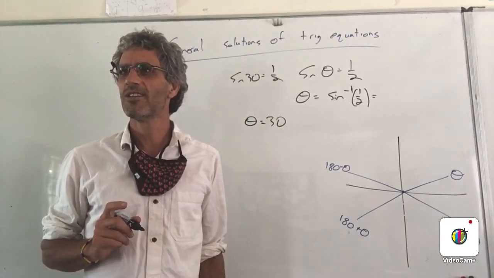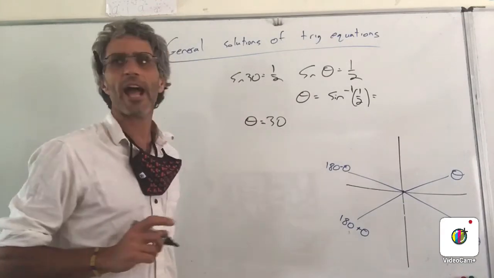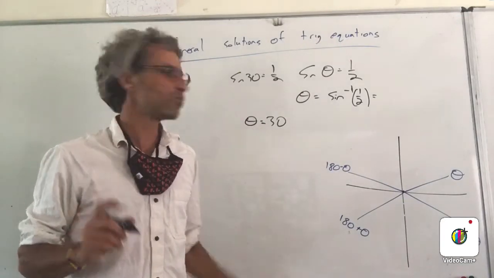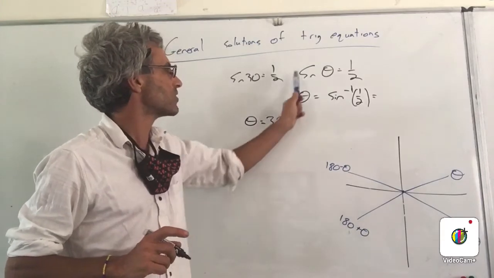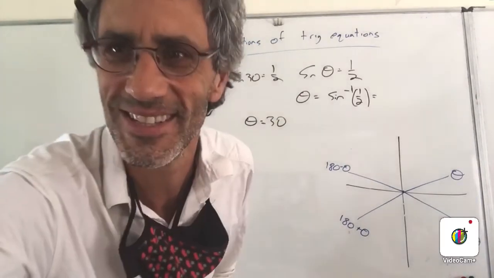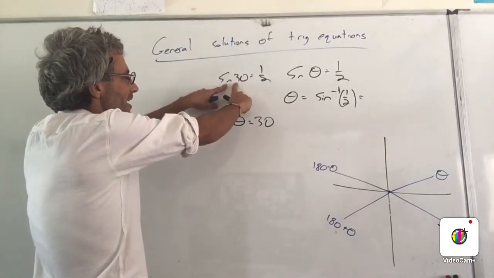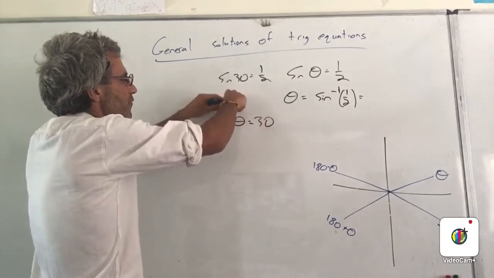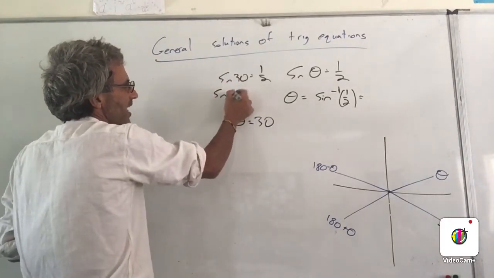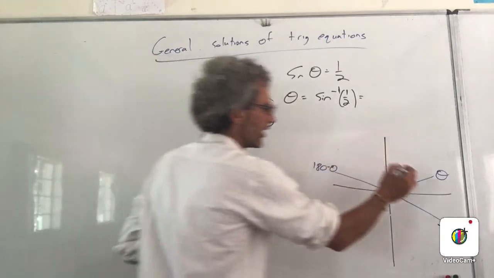What's the answer? What other angle? What other angle will also give you sine of that angle equal to half? I'll just pause it. Okay. So we're looking for another angle other than 30 that if we put sine of that other angle, we should also get a half. Okay? Now let's just have a look at here for a second.